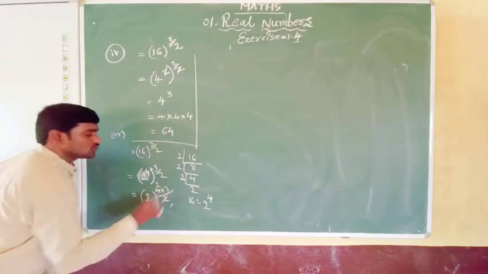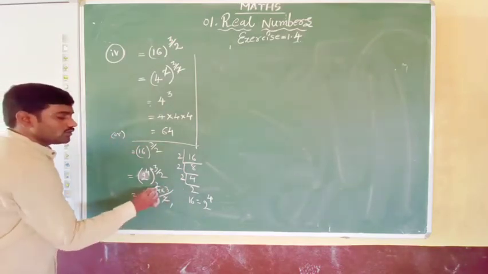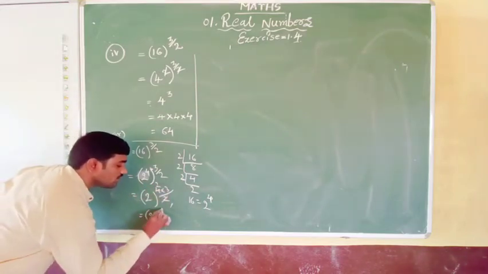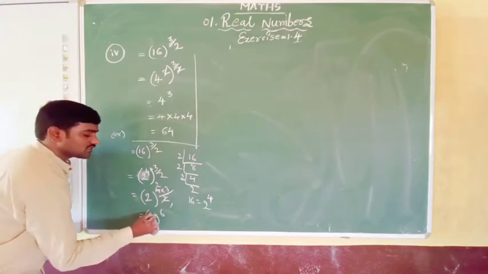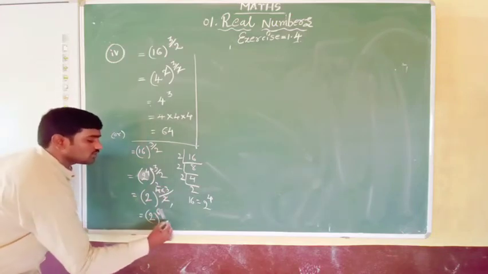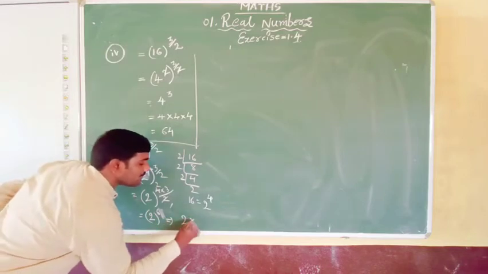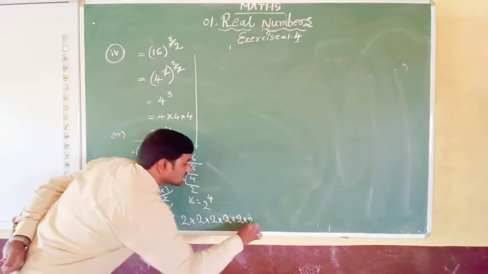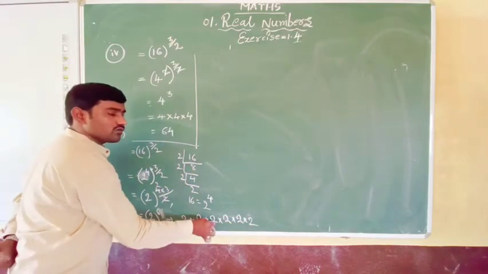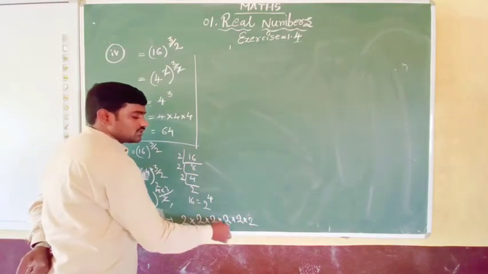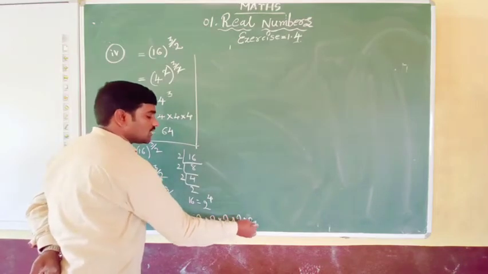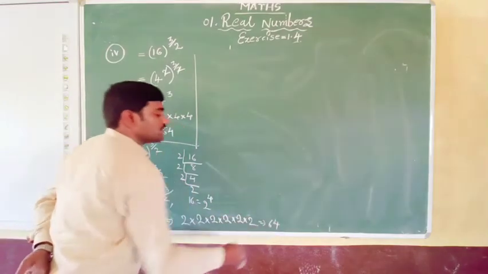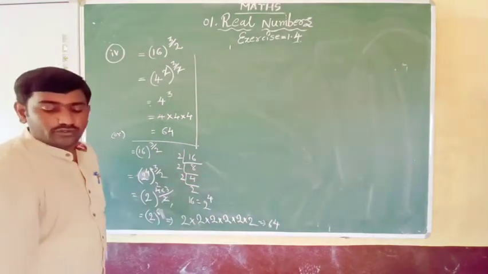2 ones are 2, 2 2s are 4. Here 2 into 3 is 6. That means 2 to the power of 6. 2 to the power of 6 is the same as multiplying 2 six times. See, 2 to 4, 4 to 8, 8 to 16, 16 to 32, 32 into 2 is equal to 64. However, you get the same answer here, 64, and there also 64.